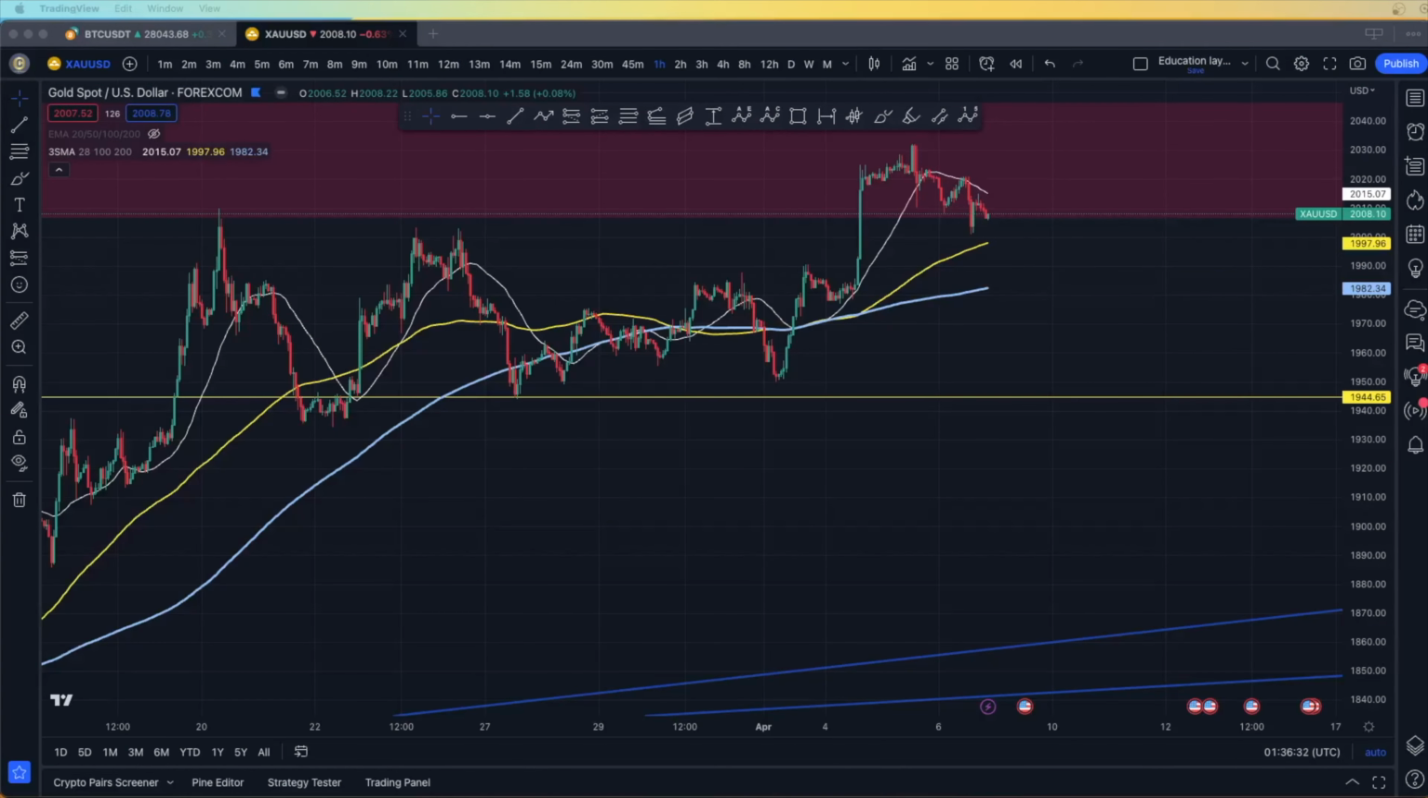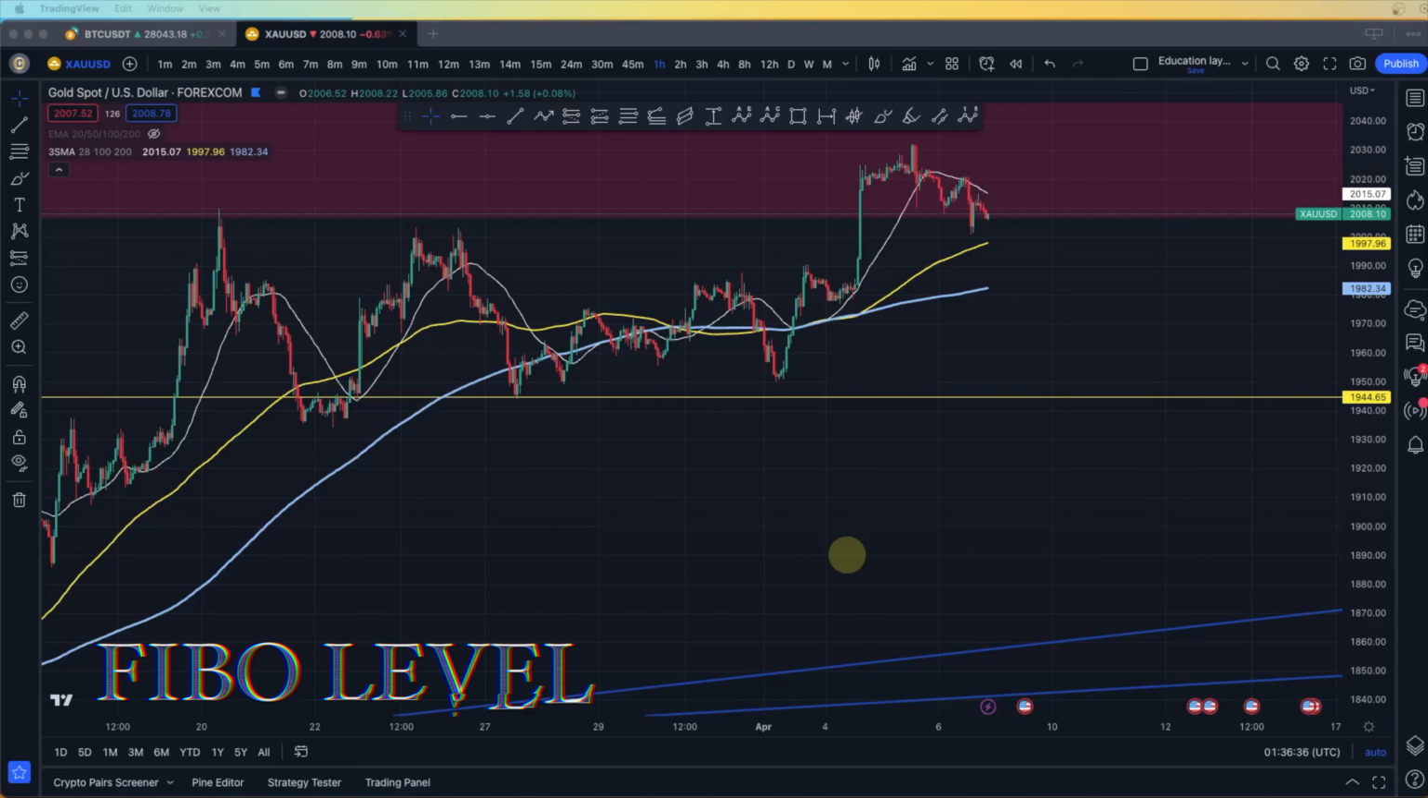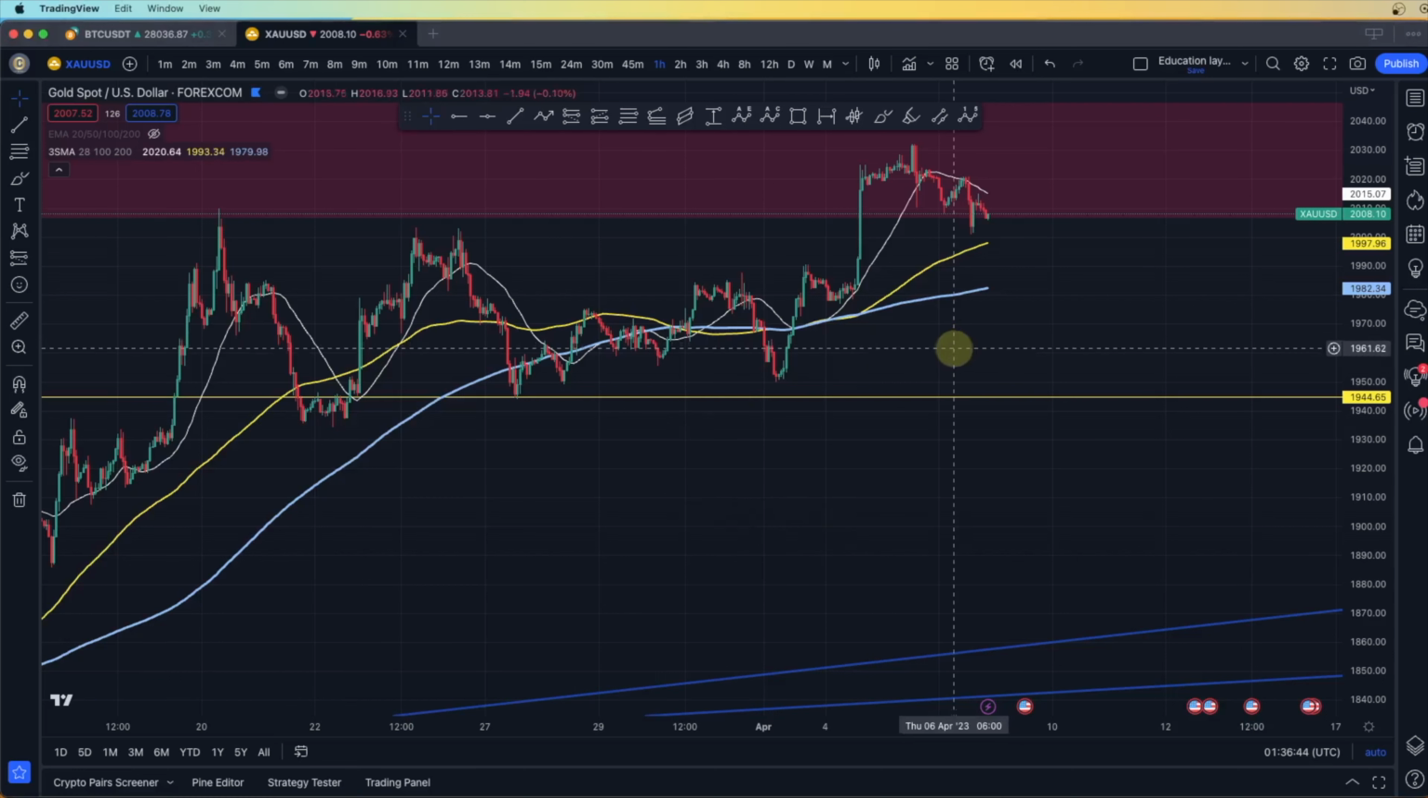The next one I'm going to tell you about is the Fibonacci level. Fibonacci level is really powerful for my trading, because the Fibonacci levels give us really hidden support and resistance, and that sometimes rescues us when opening a position.